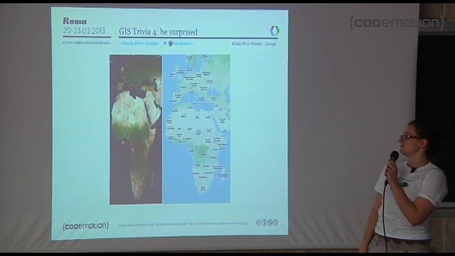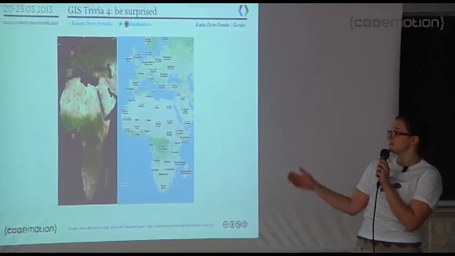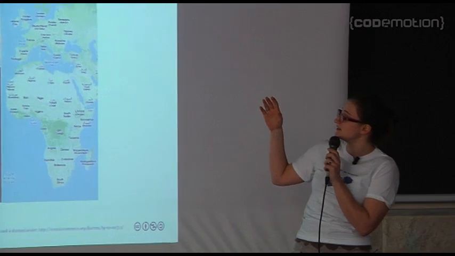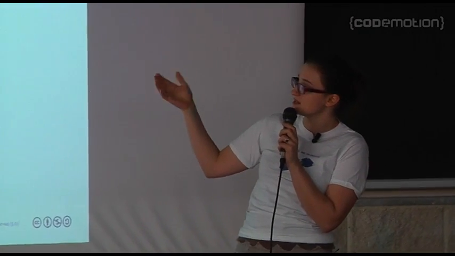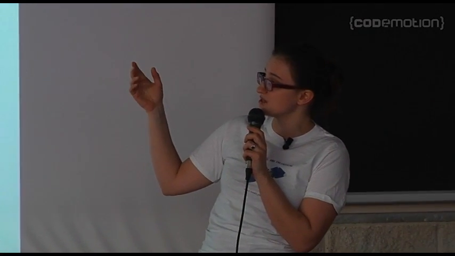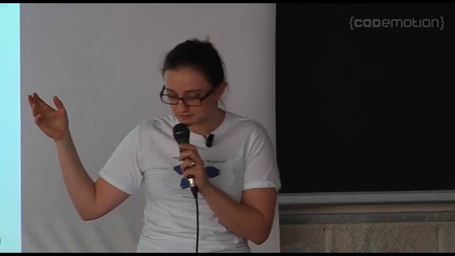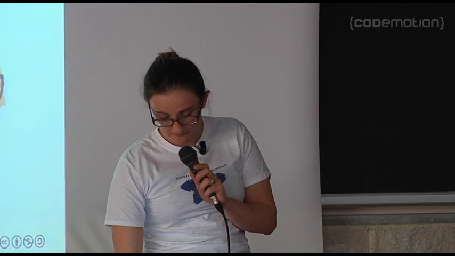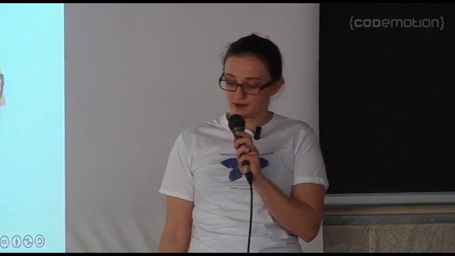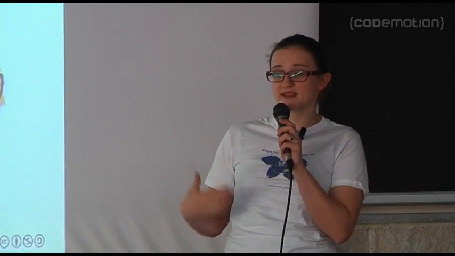So you can guess I love maps. This is the next trivia, a GIS trivia. It shows a side-by-side comparison of the Mercator projection and Gall-Peters projection. You can see that Africa has a totally different shape and totally different size compared to Europe. So much so that Kai Krause was appalled at the fact that people didn't know how big Africa is.